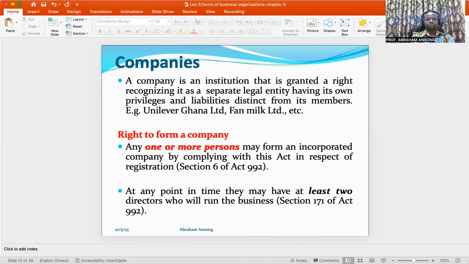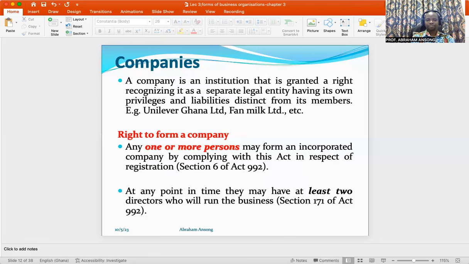All right. So in Ghana, on the right to form a company, any one or more persons may form an incorporated company by complying with this Act in respect of registration. So if you go to Section 6 of Act 992, it clearly indicates that even though a company will have connoted the idea of more people coming together, in Ghana, it is possible for one person to form a company.